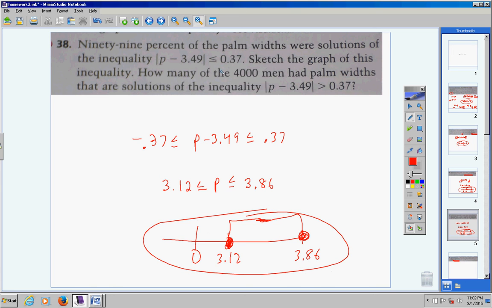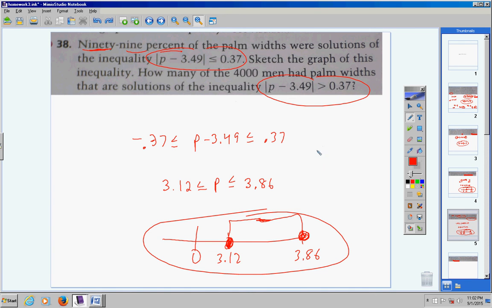Now, how many of the 4,000 men had palm widths that are solutions for this? Are you serious? What does it say up here? 99% of the palm widths were solutions of this inequality right here, which is the same one as this one here. So they tell you the answer right here. How many of the 4,000 men? 99%. So how do you find out how many men that is? Well, you take 4,000 of, or no, I'm sorry, that's incorrect. You take 99% of 4,000.